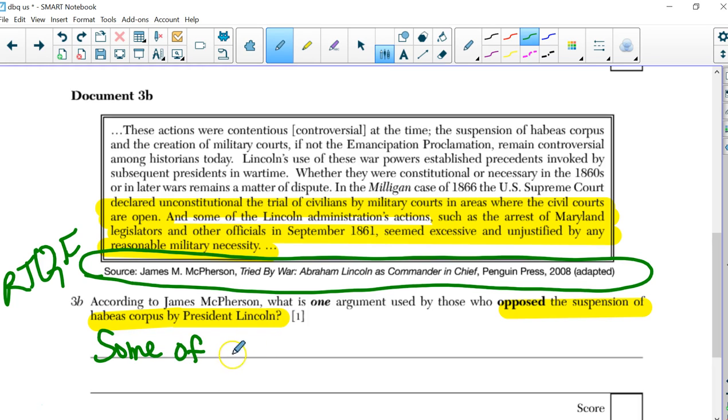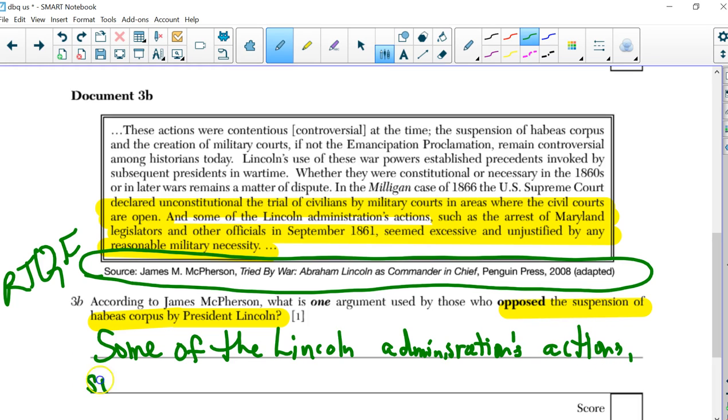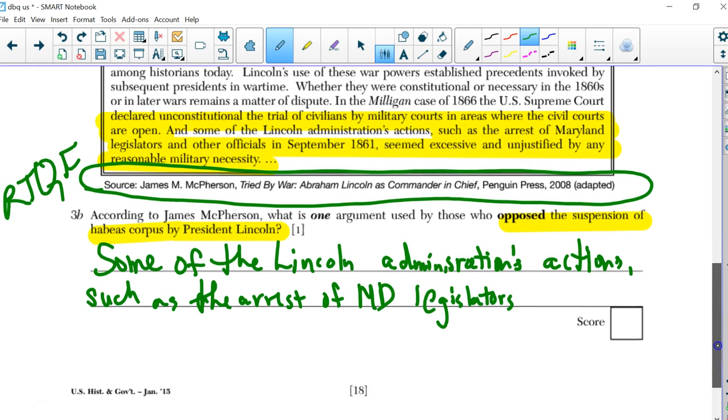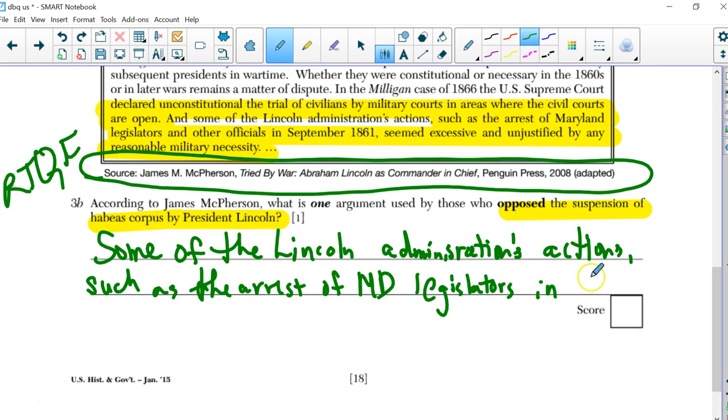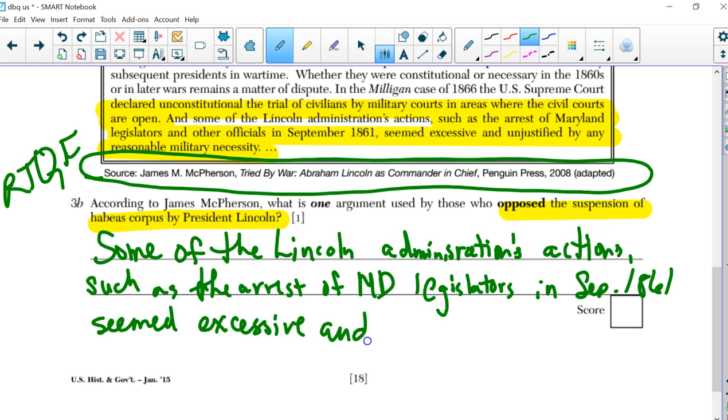Some of the Lincoln administration's actions, such as the arrest of Maryland legislators in September 1861, seemed excessive and unjustified.